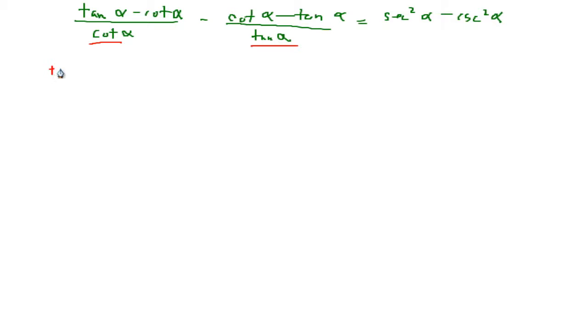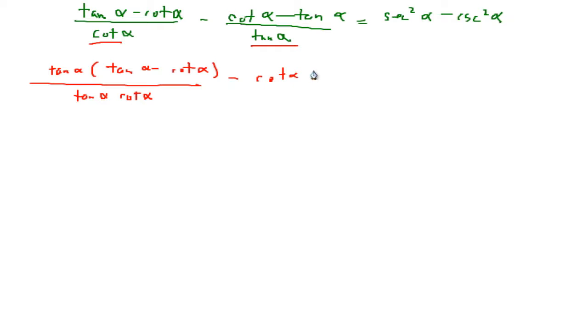So that's going to be tan alpha multiplied by bracket tan alpha minus cotan alpha over tan alpha cotangent alpha minus, now this side we're going to multiply by cotangent because we want the common denominator to be tan alpha cotangent alpha. So that's going to be cotangent alpha, bracket cotangent alpha minus tangent alpha over the common denominator of tangent alpha and cotangent alpha.